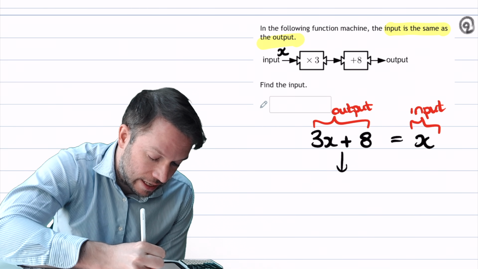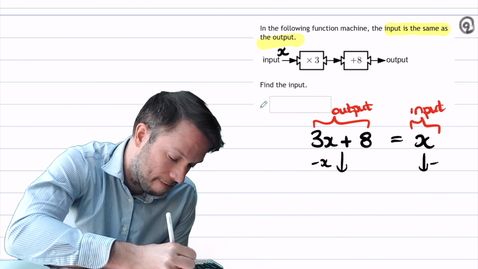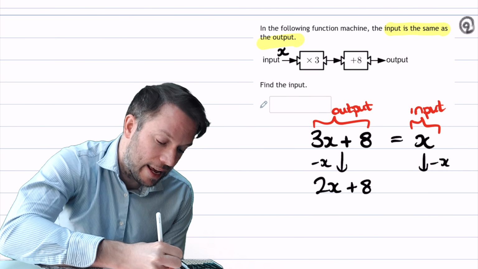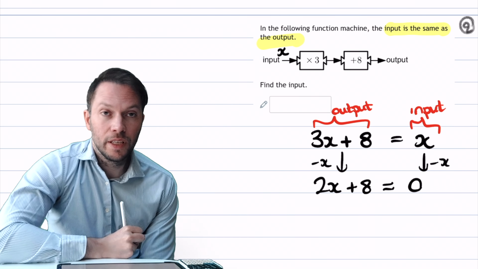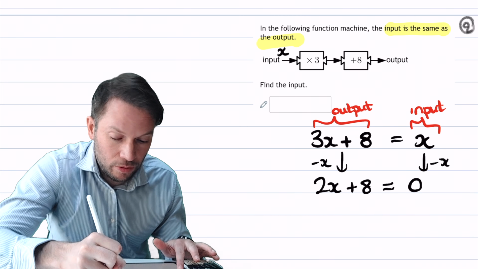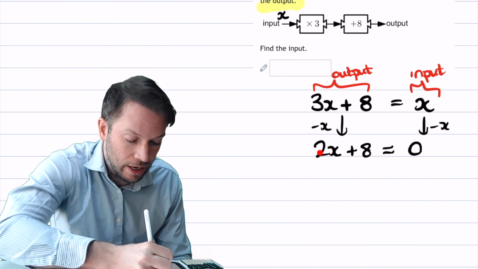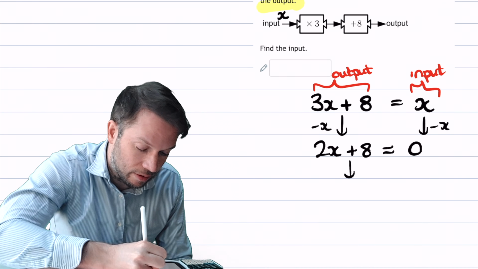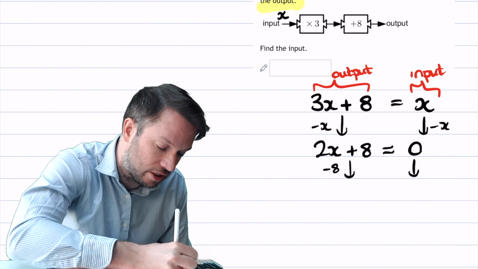So if we subtract x from both sides of the equation, I just get 2x plus 8 on the left now, and x minus x is 0. Okay, what do we do now? Well, x has been multiplied by 2, and then we added 8. So we want to get rid of that plus 8 by doing the opposite. We subtract 8 from both sides of the equation.